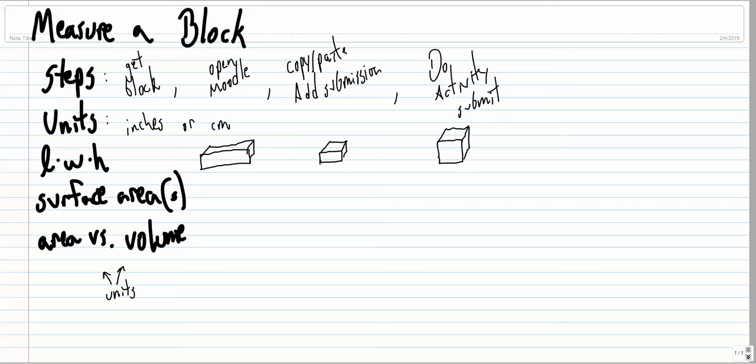Okay, so you are getting ready to do the measure a block activity. It's a breeze. It'll take you 10, 15 minutes tops, something like that. What do you need to do first? Well, common sense, you got to get a block.